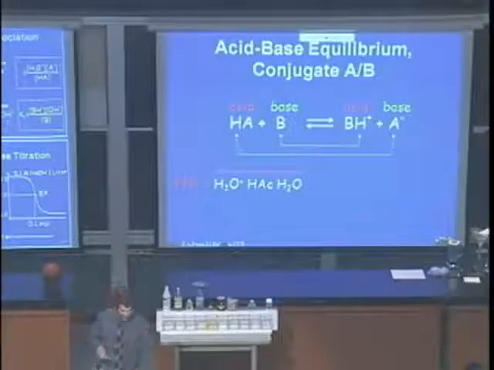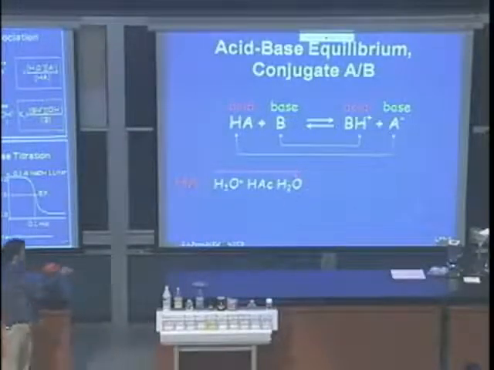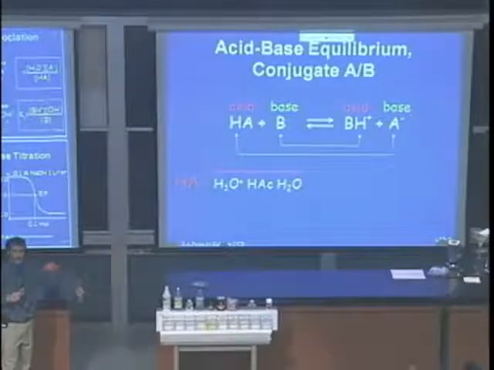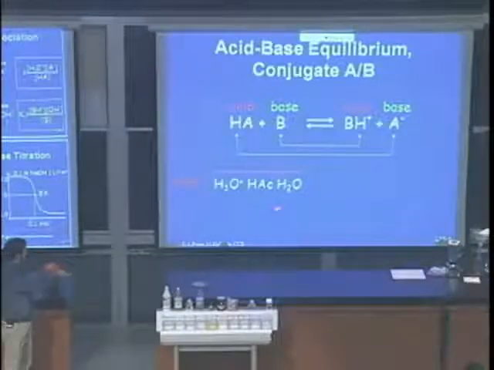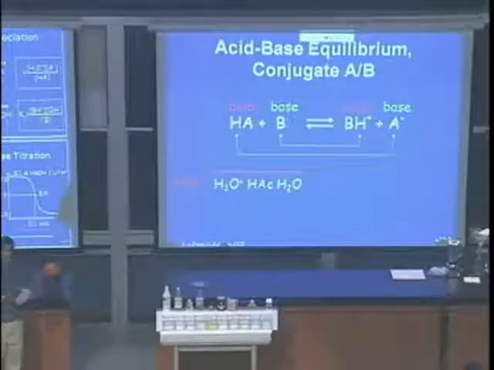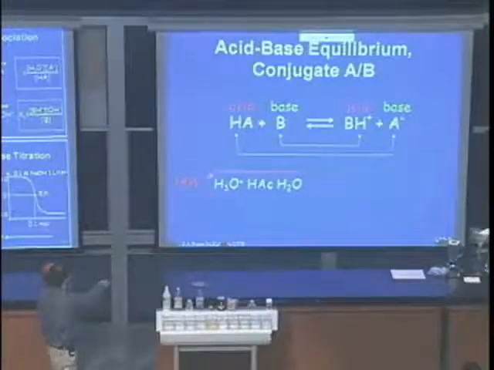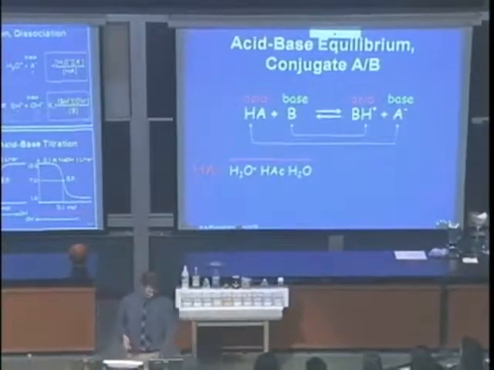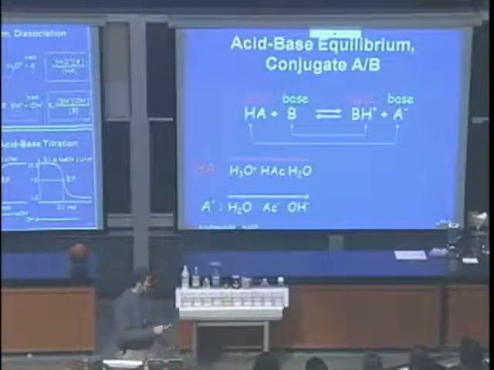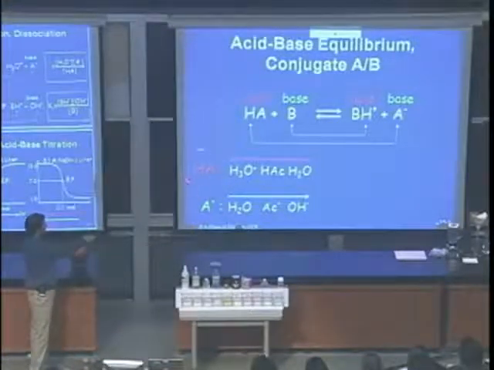So what are the conjugate bases for these? Well, if H2O loses a proton acting as an acid, what does it become? OH minus. HAc loses a proton, it becomes the acetate anion. And if H3O+ loses a proton, it would become water. So here we go. We have the corresponding conjugate base for these acids.